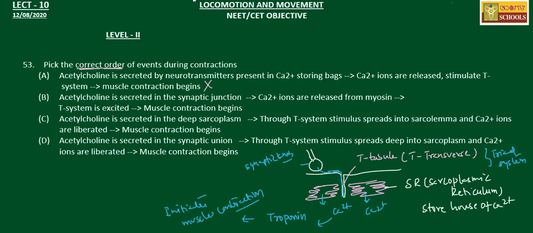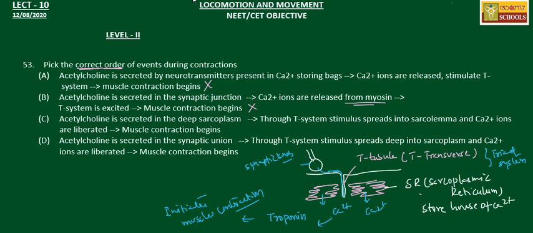Acetylcholine is secreted in the synaptic junction. Next: calcium ions are released from myosin. No, calcium ions are not released from myosin. They are released from the sarcoplasmic reticulum. Then the T system excited muscle contraction. So this is also a wrong statement.